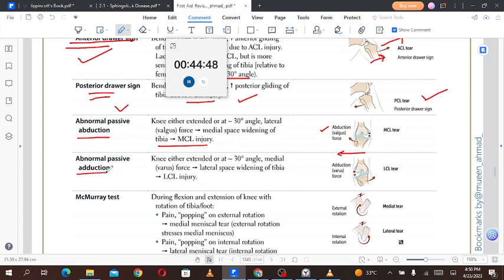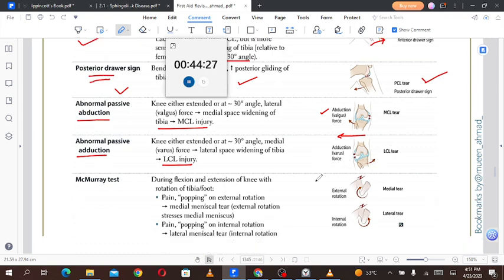Okay, then we have abnormal passive adduction. In that case, with the knee either extended or at a 30-degree angle, a medial varus force causes lateral space widening of the tibia, which is lateral collateral ligament injury. So the point of abnormal passive adduction is that whenever there is a lateral collateral ligament injury, the leg will move inside, or there will be a varus deformity. This is the same concept which we have previously seen. Now they're just talking about the concepts.